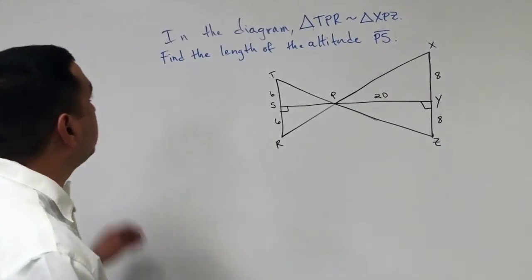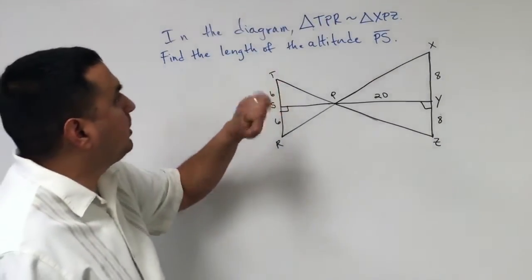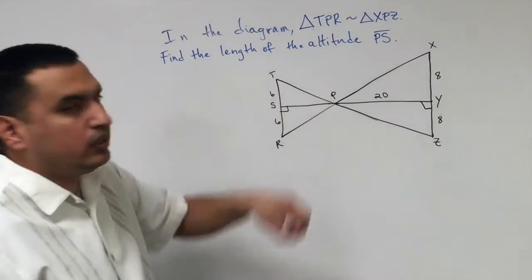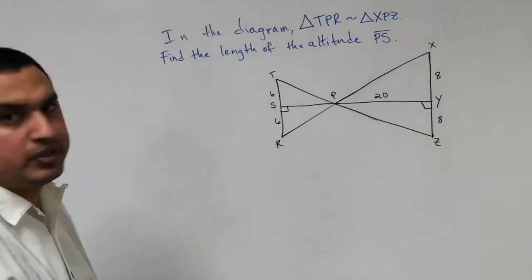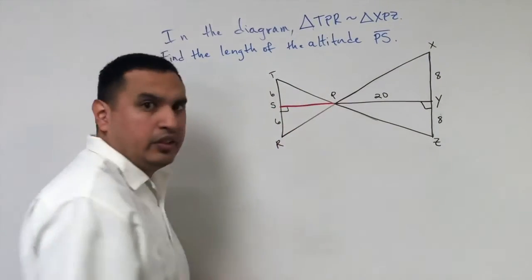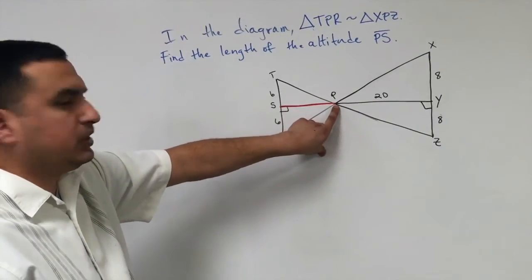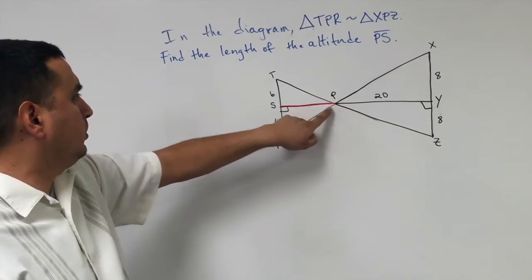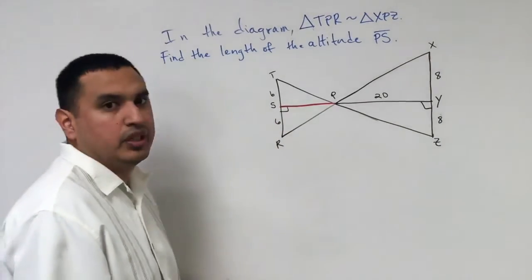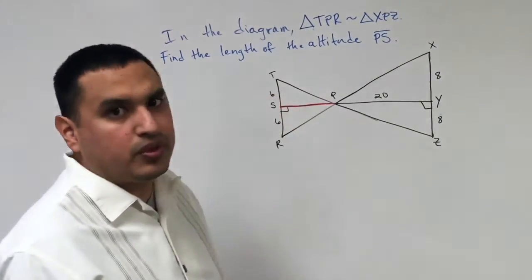All right, on this example, it says in the diagram, triangle TPR is similar to triangle XPZ. We want to find the length of the altitude of segment PS. So this right here is the altitude, and I know that because it's going from the vertex to the opposite side at a 90-degree angle. So that would be altitude. Remember that altitude is another word for height.